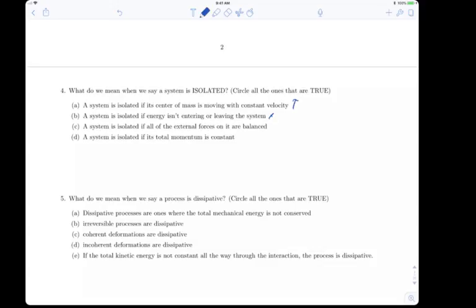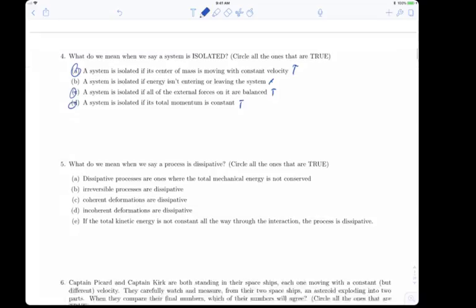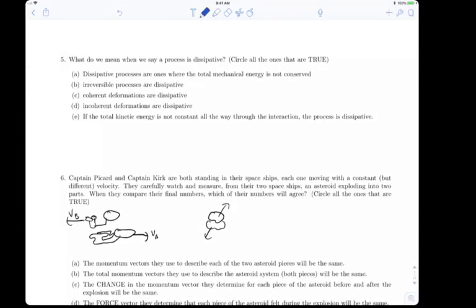That's true. A system is isolated if its total momentum is constant. I think that's also true. True. What do we mean when we say a process is dissipative? A dissipative process is when the total mechanical energy is not conserved.